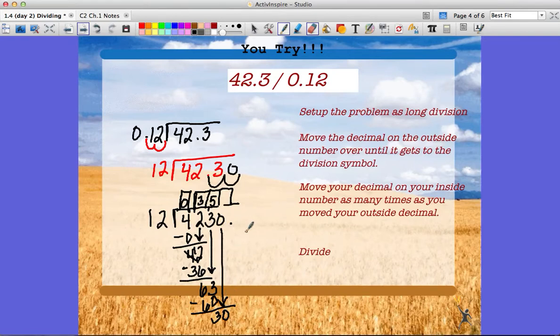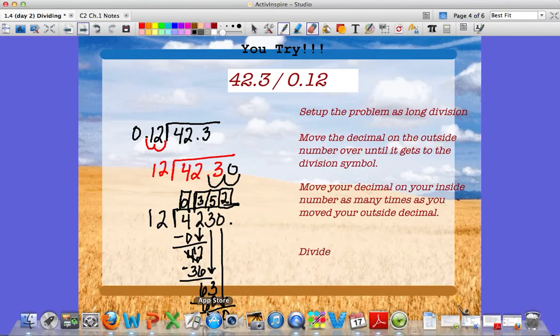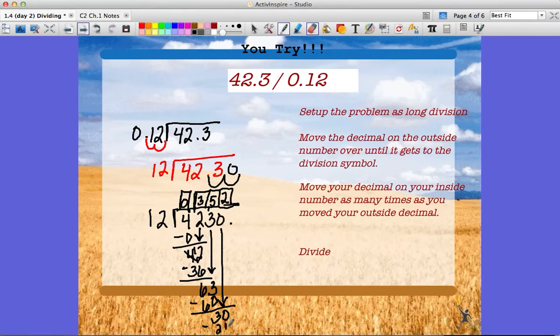12 goes into 30 2 times. 2 times 12 is 24. 30 minus 24 gives me 6. So now what do I do here? I don't just stop. I add a 0 and I add a chair for my 0. I bring that 0 down. I apologize for the confusing placement, but I ran out of space.